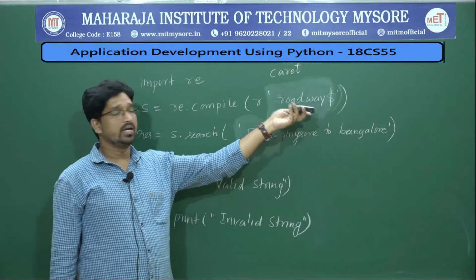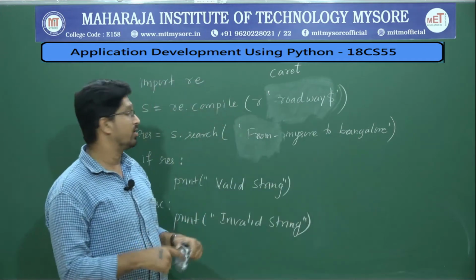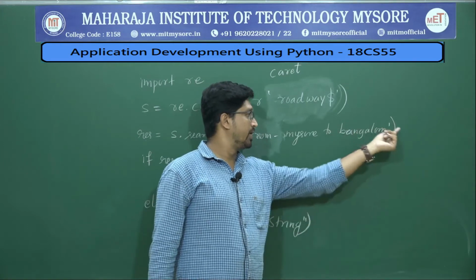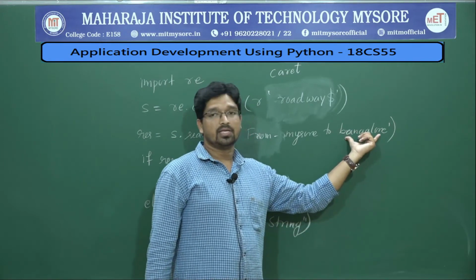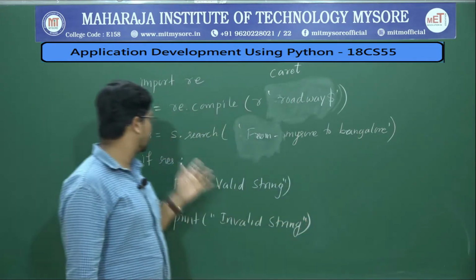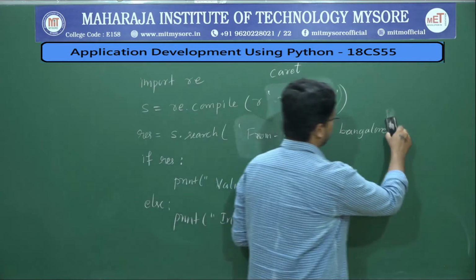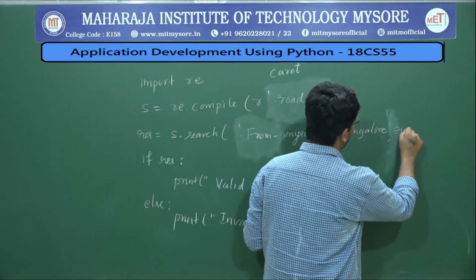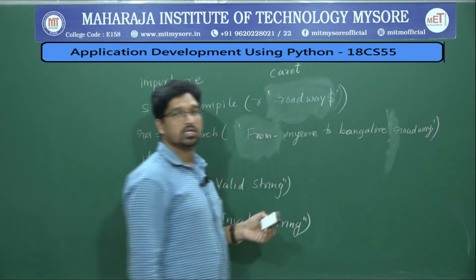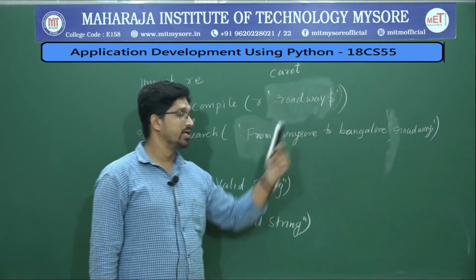Dollar indicates whether the input string is ending with roadway. Now for this input, it is invalid because the string is ending with Bangalore. It will take the last word, after the white space, as one word. So it is ending with Bangalore, but it is not roadway, so it is an invalid string and you will have None as a result value. If I write roadway and close, then I will get this as a valid string because it is ending with roadway.